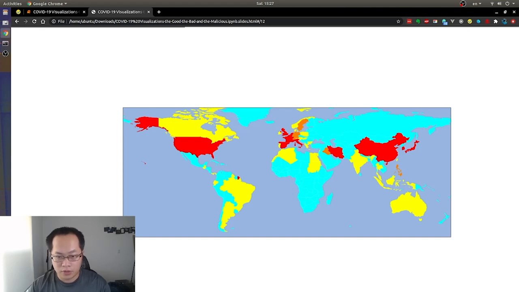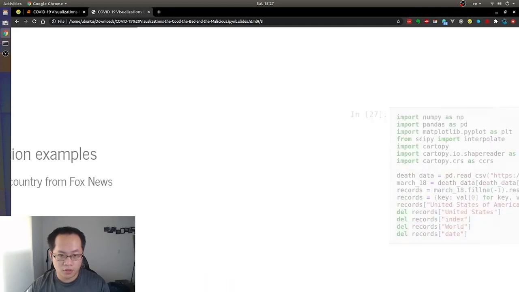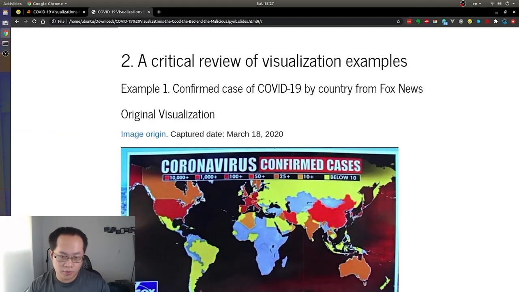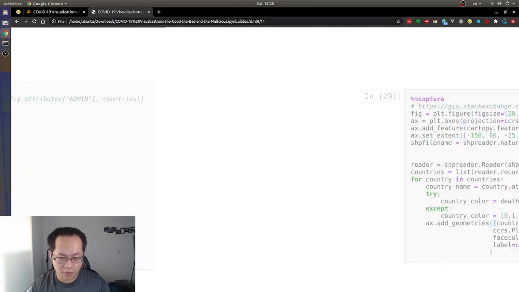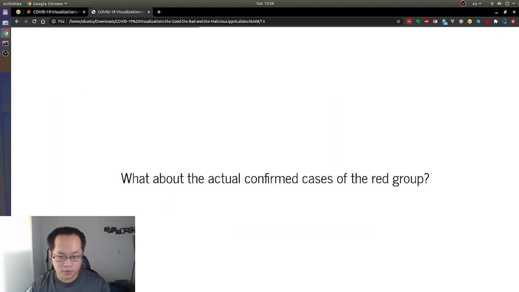As you can see, we do have more data because back in March, we probably don't have a lot of data for some countries, for example, in Africa and South America. Now it looks all good, and we can, to some degree, successfully reproduce the original plot. But here's an issue. If you look at the original plot, you will see for countries with confirmed cases larger than 50, the colors are all red. So what about this red group? What about the exact number of confirmed cases? So let's take a look.